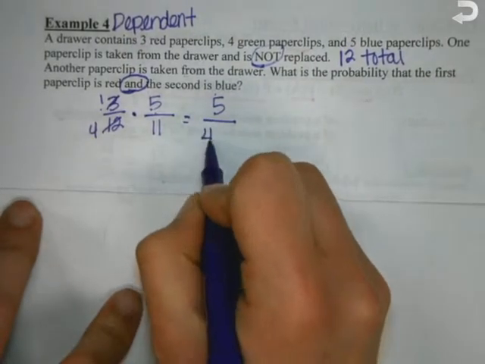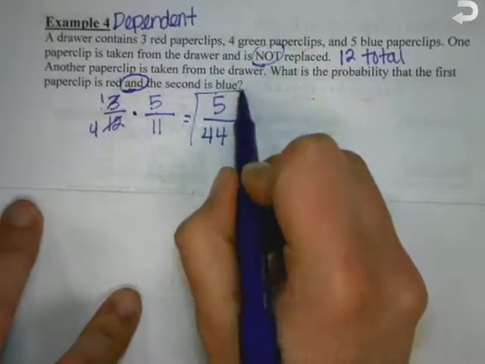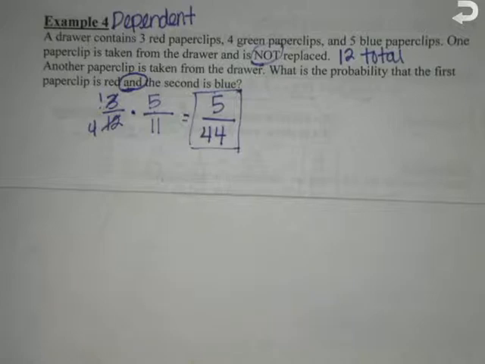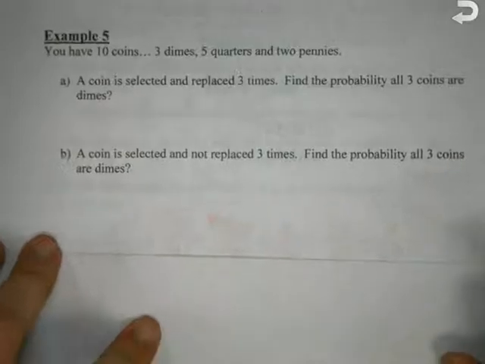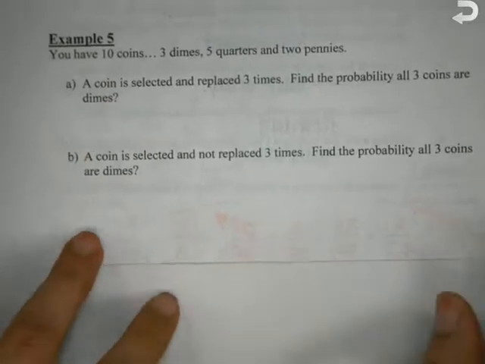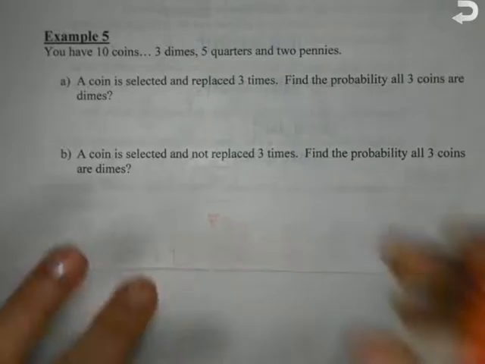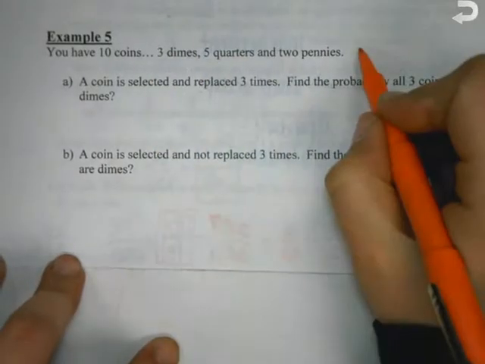Okay. Let's look at example 5. You have 10 coins, 3 dimes, 5 quarters, and 2 pennies. How many coins is that total? 3 dimes, 5 quarters, 2 pennies. How many coins total? 10, right? I have no idea. I didn't notice that when I typed this out. Let's change it just to 2. I don't know why I did that.